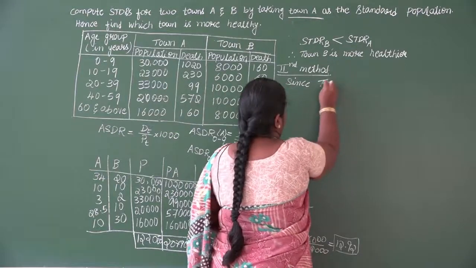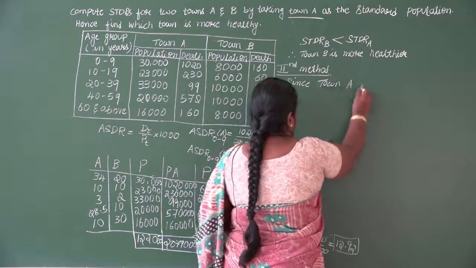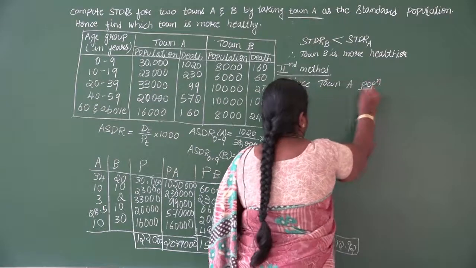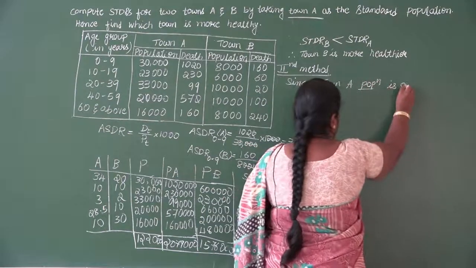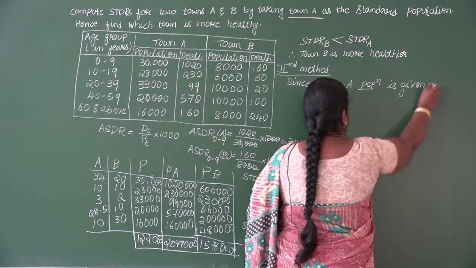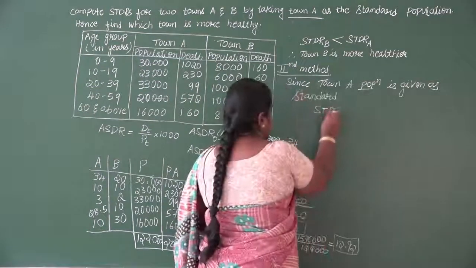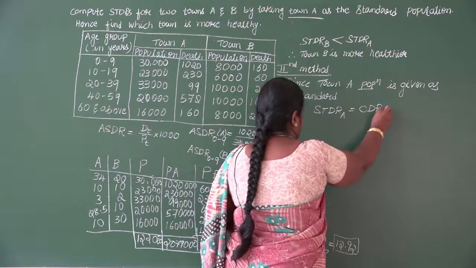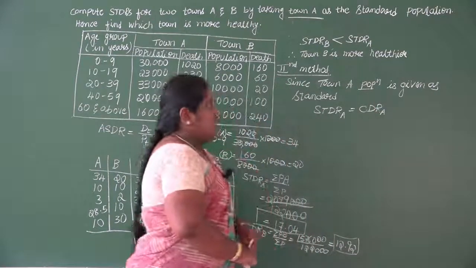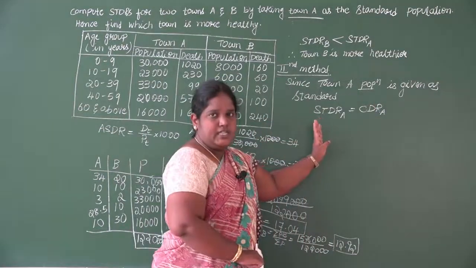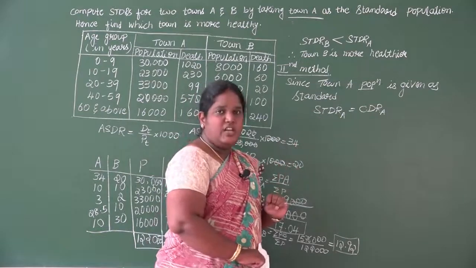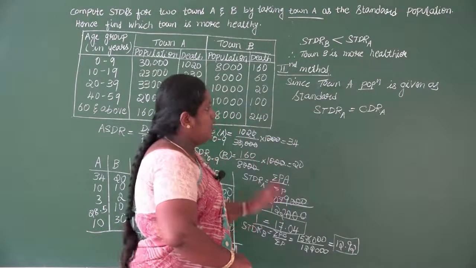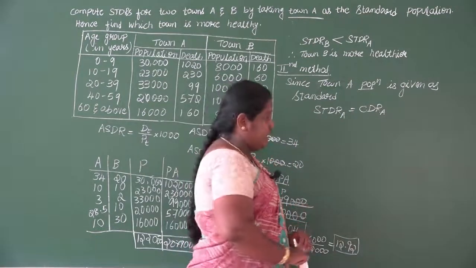So since town A population is given as standard, STDR of A will be equal to CDR of A. So crude death rate and standardized death rate of that particular population will be same. So you need not calculate standardized death rate for that.